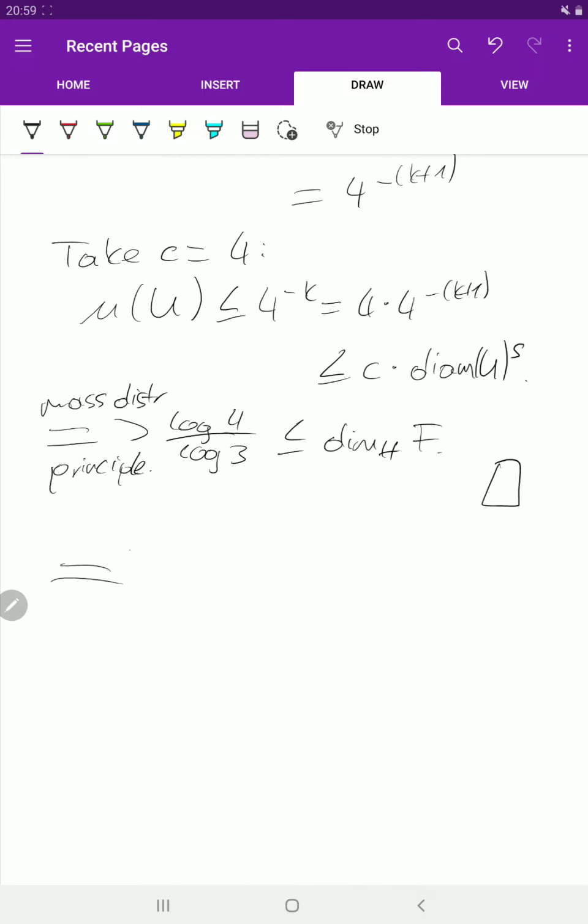And so we finally get that the Hausdorff dimension of the product of two Cantor sets is equal to log 4 over log 3. And let me again remind you that in general, the dimension of the product of two sets is not equal to the sum of the dimensions. So that's in general not true, but there are instances where it is true.